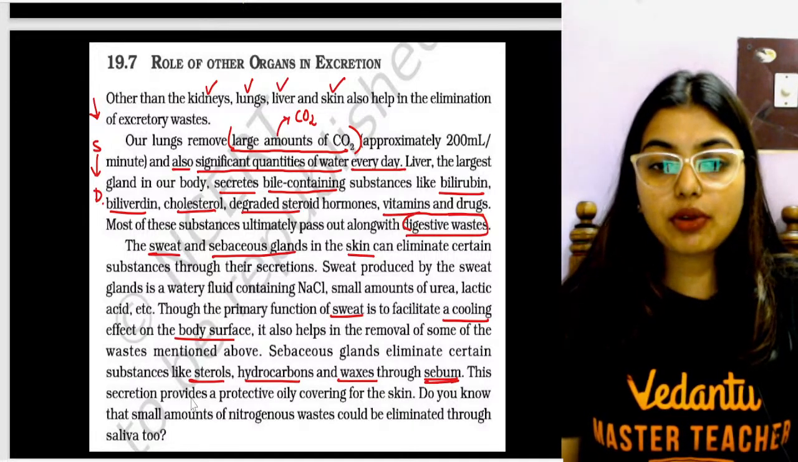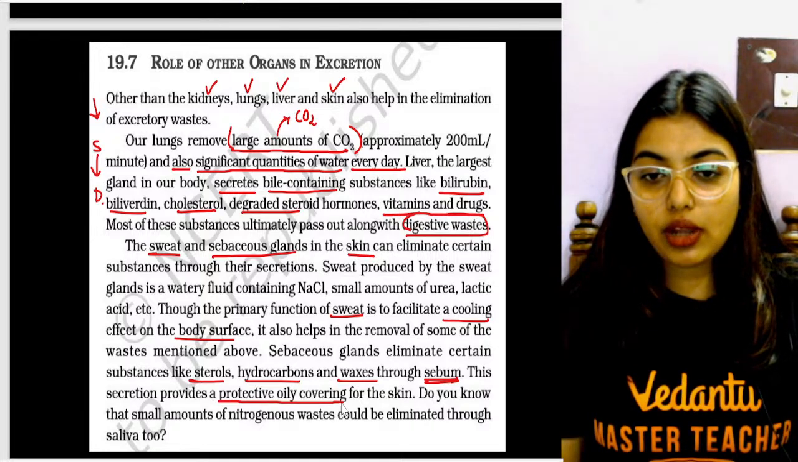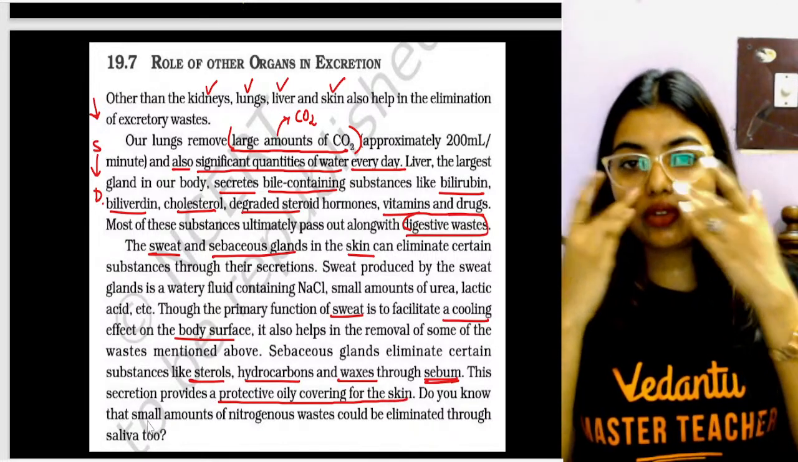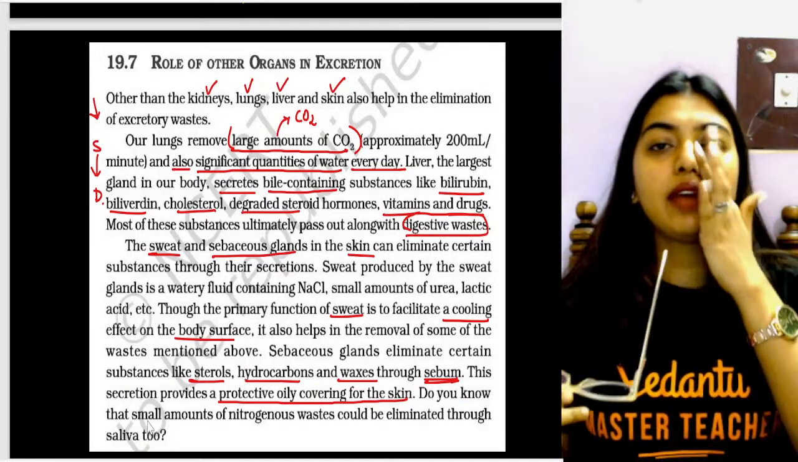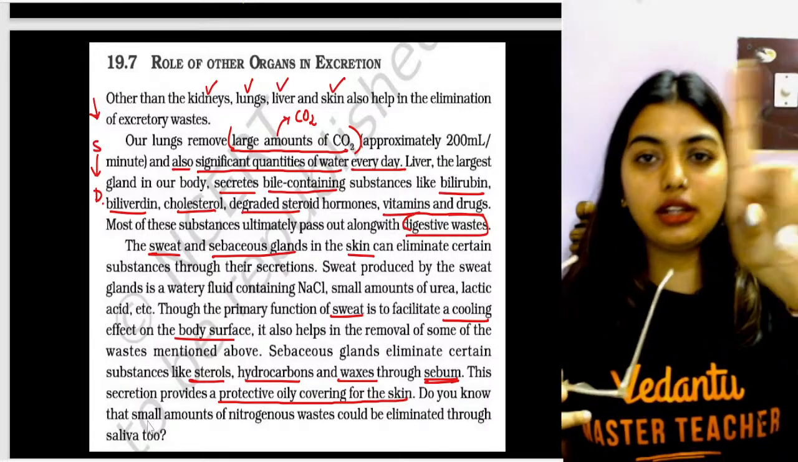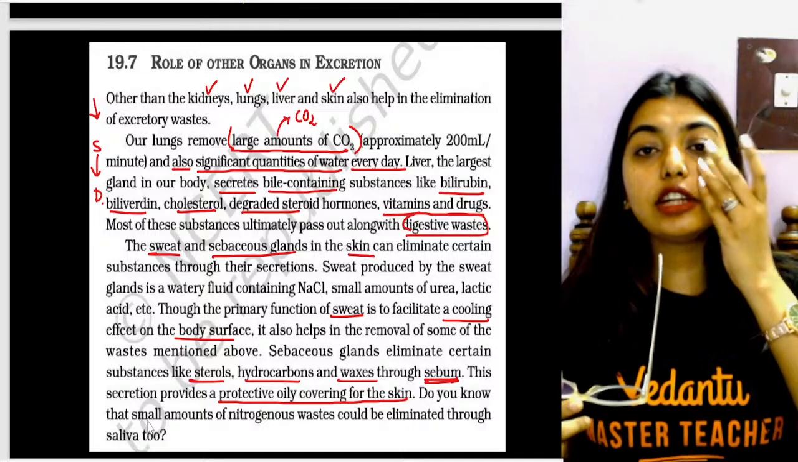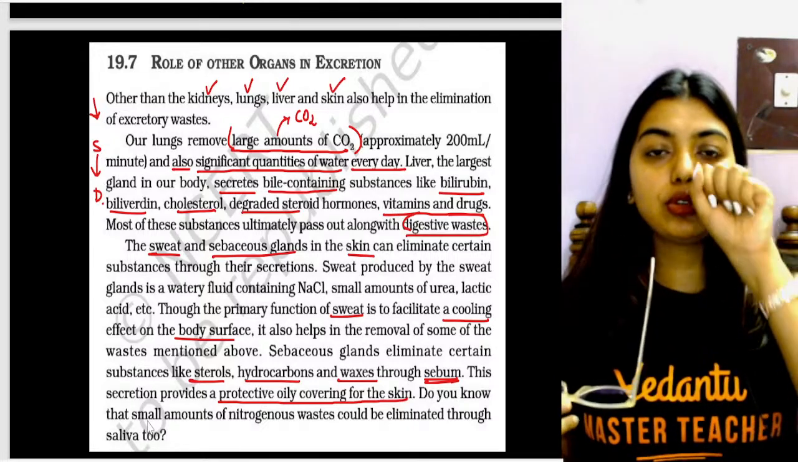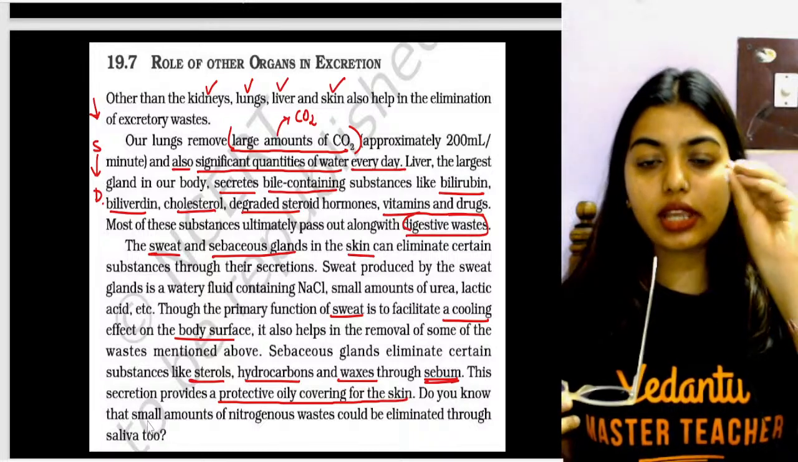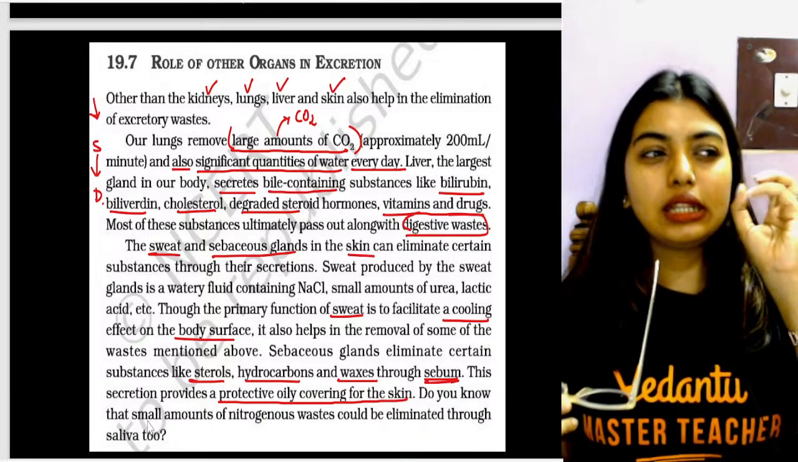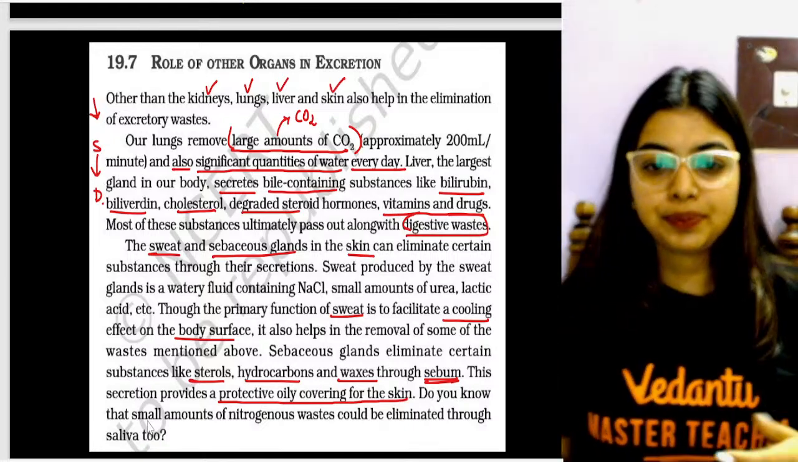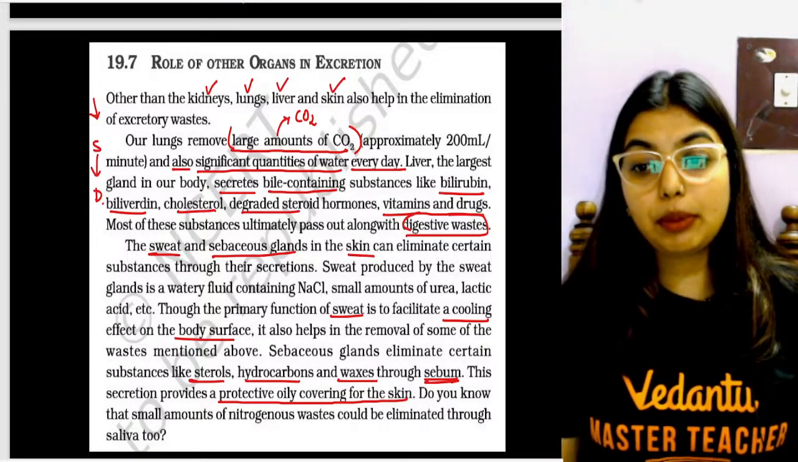Sebaceous glands eliminate certain substances like steroids, hydrocarbons, waxes through the sebum. This secretion provides a protective oily covering for the skin. So imagine, after taking a lot of class, when I do this, I will get a lot of oil on my hand. Why? Because this is a kind of protection. Whatever dust particles I was exposed to, the oil glands are going to throw it out. The oil glands move the little wax, steroids or dust particles outside. Understood?